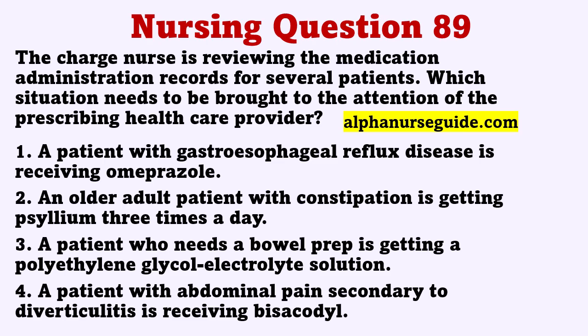The correct answer is 4. A patient with abdominal pain secondary to diverticulitis is receiving bisacodyl. Rationale. Bisacodyl is a laxative and laxatives should not be administered to patients with undiagnosed abdominal pain, cramps, or nausea. Appendicitis, diverticulitis, ulcerative colitis, acute surgical abdomens, and bowel obstruction are also contraindications for laxative use.